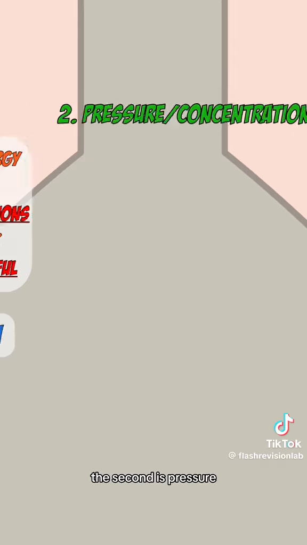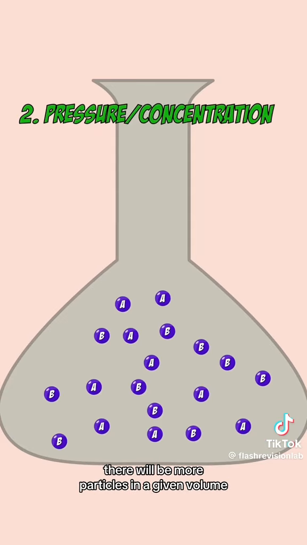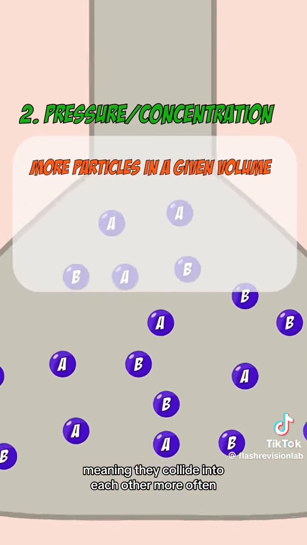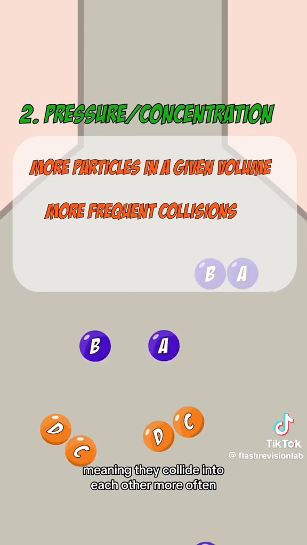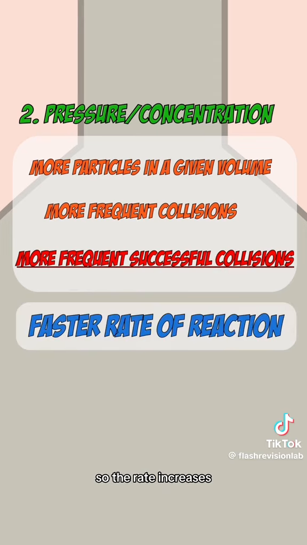The second is pressure or concentration. If you increase pressure or concentration, there will be more particles in a given volume. So all the particles will be much closer together, meaning they collide into each other more often. This results in more frequent successful collisions, so the rate increases.